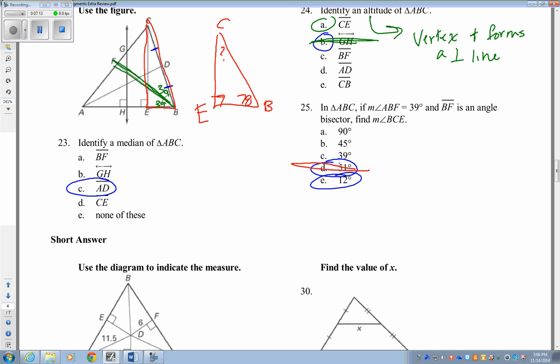Whenever you have a right triangle, you have a relationship, meaning you have two acute angles that remain in a right triangle always, and they're always complementary. They're always going to add up to 90. So if I know this is 78, all I got to do is subtract it from 90, and that gives me the other one. Okay? Or you can use the triangle sum theorem.